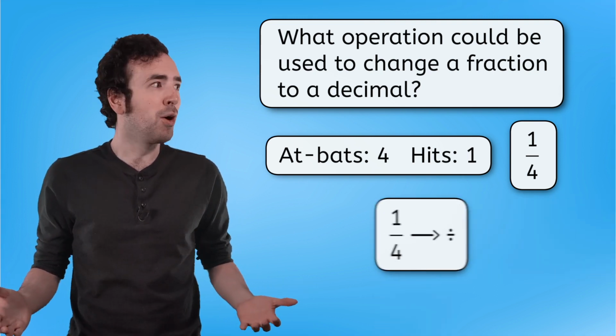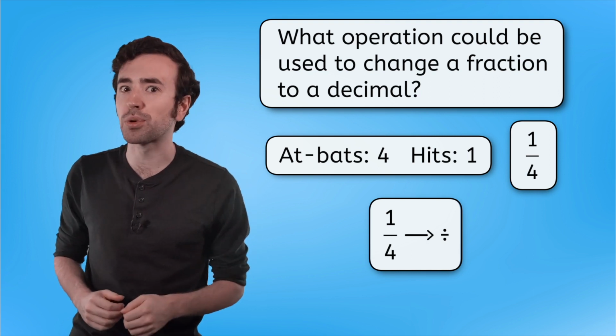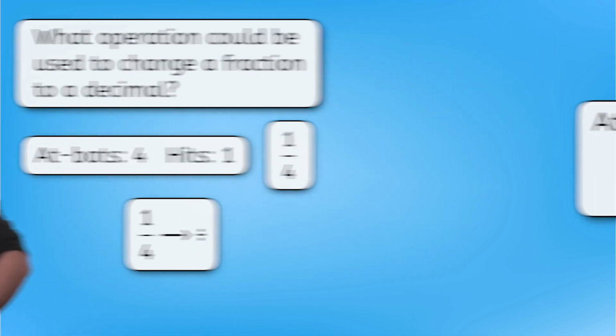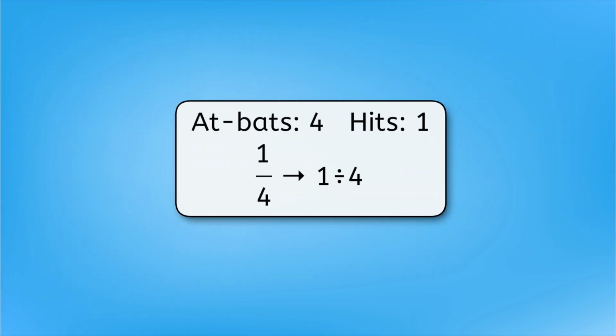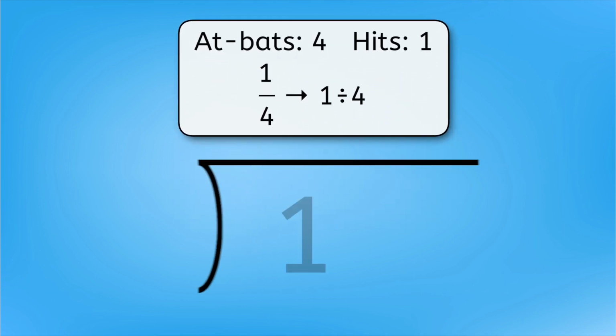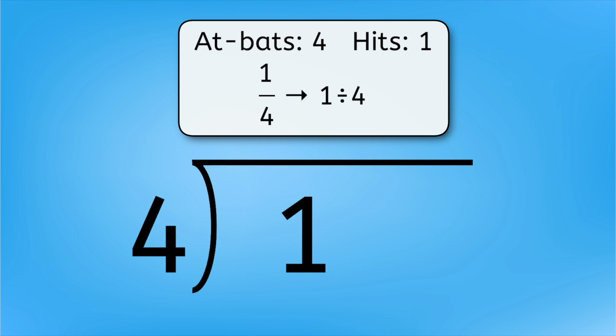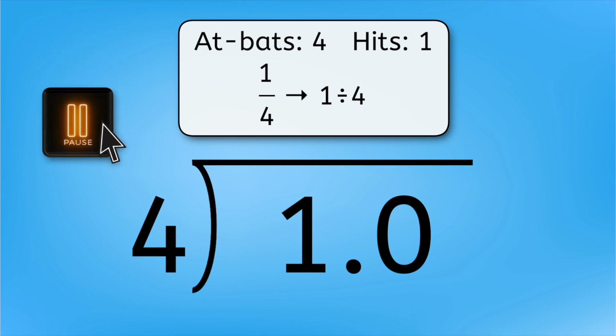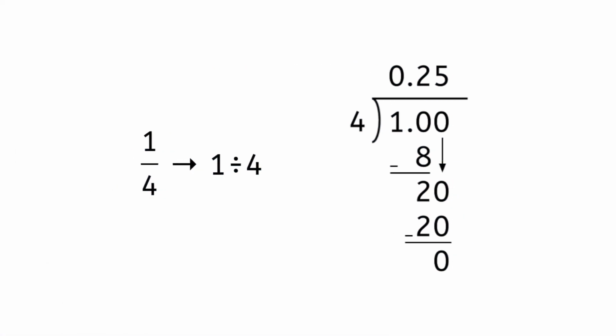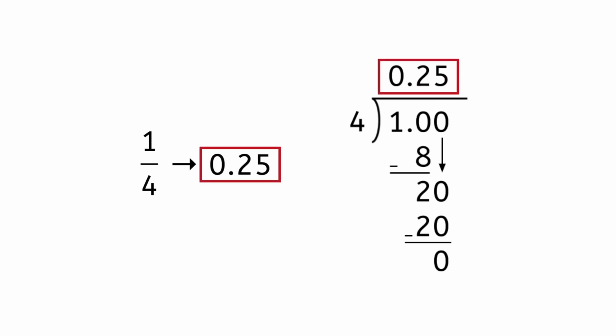Of course, fractions actually represent division. This fraction can be rewritten as 1 divided by 4. The dividend is smaller than the divisor, so we'll need to add a decimal and a placeholder 0. Pause here to finish dividing yourself. 1 divided by 4 equals 25 hundredths, so 1/4 is equivalent to 25 hundredths.